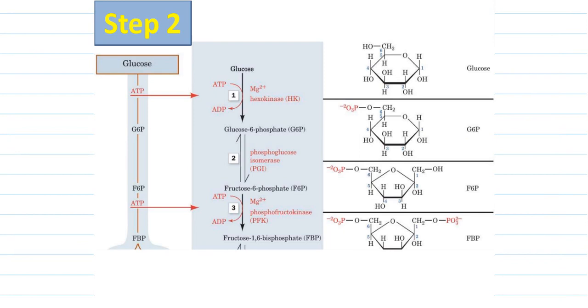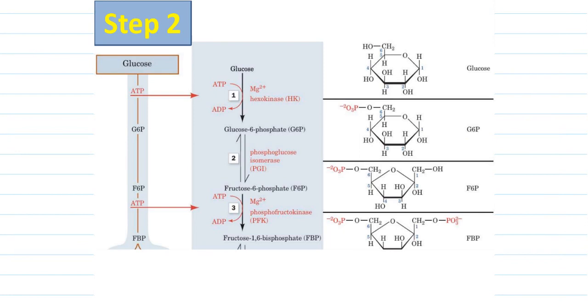Okay, so that is the importance of step 2 of glycolysis. The name of the enzyme is phosphoglucose isomerase. It ends with isomerase because it is carrying out an isomerization reaction on glucose 6 phosphate. So the name of the enzyme is phosphoglucose isomerase. Now let's look at the third step of glycolysis.